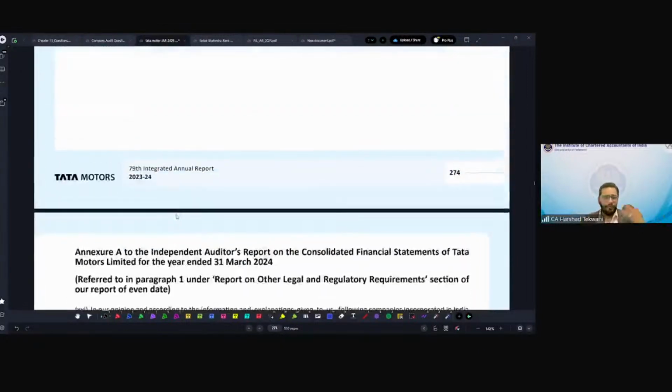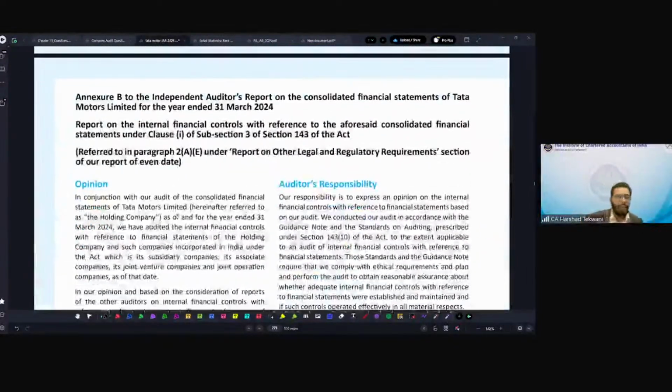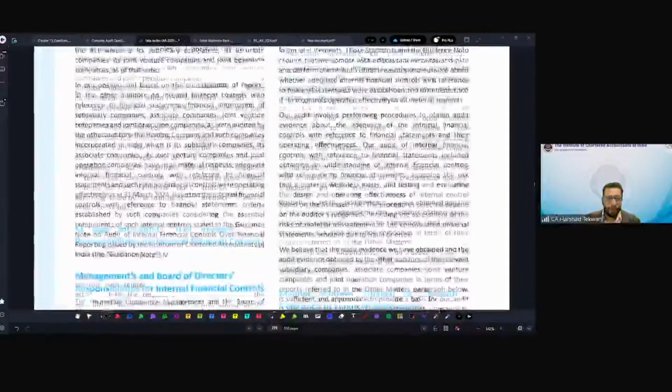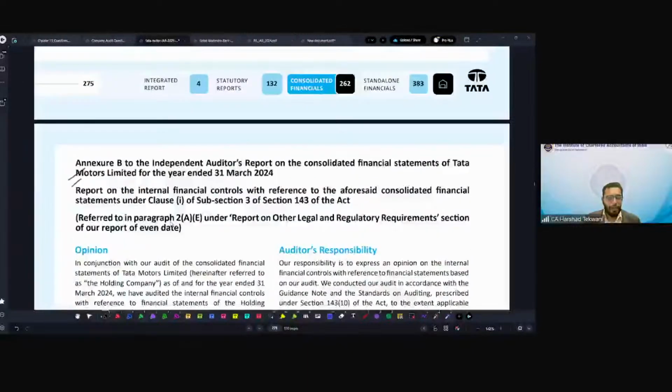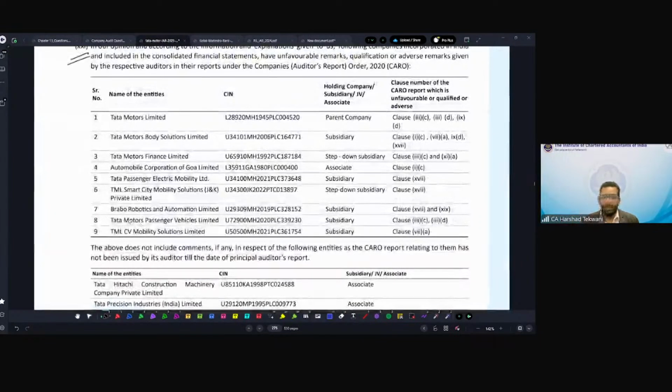But yes, IFC is applicable. So you will have a report on IFC, in a similar way as we have a report in the standalone. So you have internal financial controls with reference to the aforesaid consolidated financial statement. You will have a report on that. So that is properly applicable.